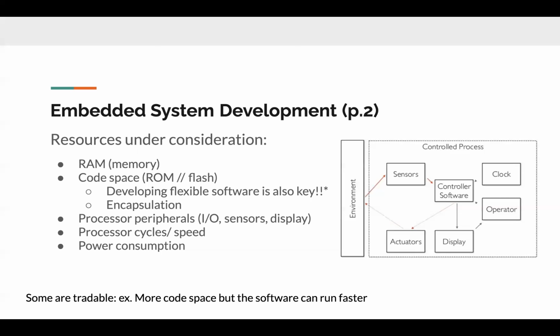You also want to consider any processor peripherals. So in this case, inputs, outputs, sensors, display. You want to think about the processor cycles, the speed, and also the power consumption. And a good thing to consider is that some of these are tradable in a sense where you can increase one in order to optimize the other. So in the case that I put, you can make the software run faster, so you can increase the processor speed by putting in more code space, so more flash or more ROM.